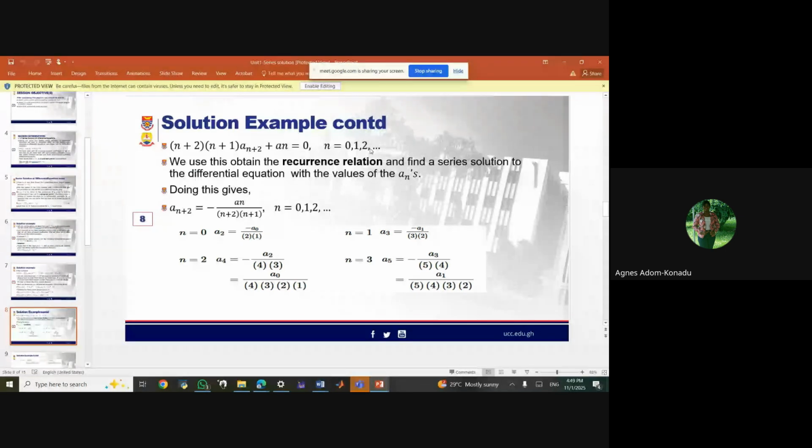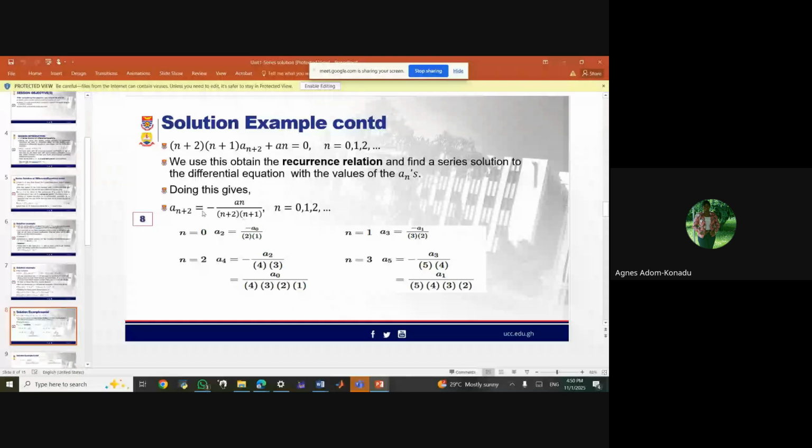Then I want to make a sub n plus 2 the subject. So I have a sub n plus 2, and this is equal to minus a sub n over n plus 2 times n plus 1. And we are saying that we use this to obtain the recurrence relation and find a series solution to the differential equation with the values of a's. So thus we have a sub n plus 2 equal to that.